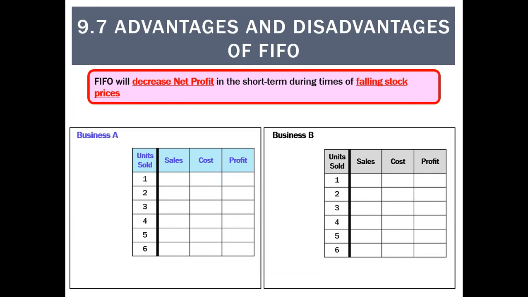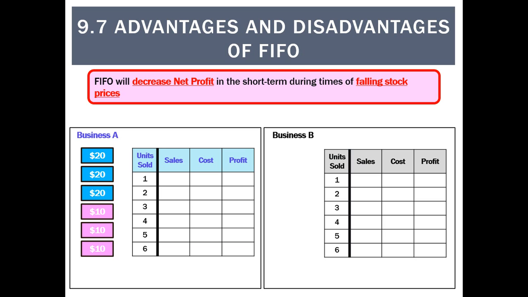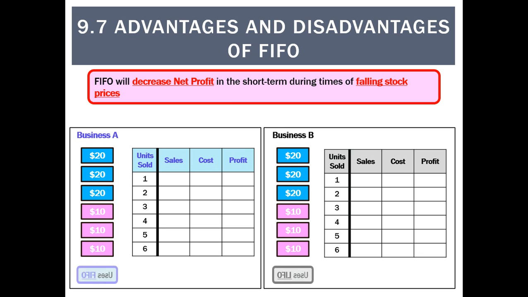This is the exact opposite situation of before. What we've got here is stock coming in the following order. We bought these units first at $20, and then stock prices got cheaper. They got cheaper to $10. So business B will have the same stock in the same order, like so. Let's look at our sales. We're selling them for $30 again. Business A is going to use FIFO. Business B is going to use LIFO.